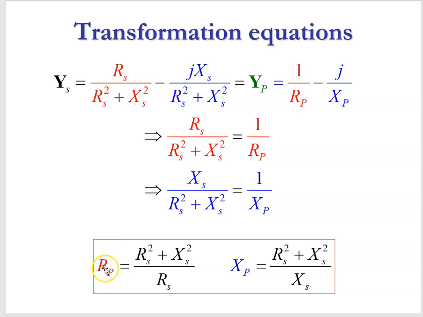So if we're converting from series to parallel, we can solve for our parallel resistance. It would be a combination of the square of the real part and the magnitude of the reactance divided by the resistance, and then it's similar to get the reactance, except that we divide by the series reactance. So we can get that exactly.